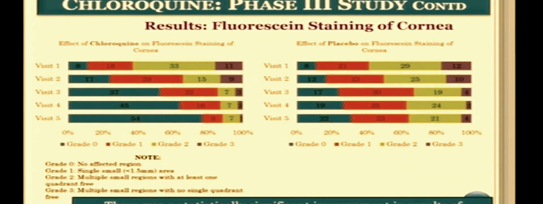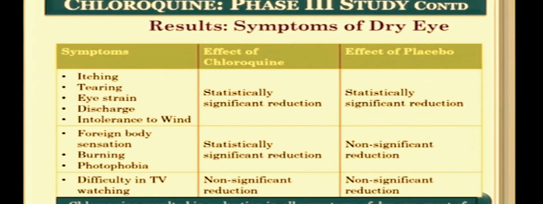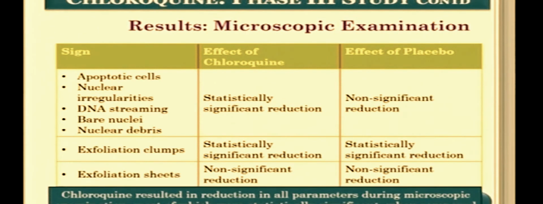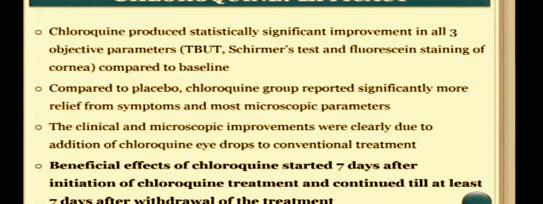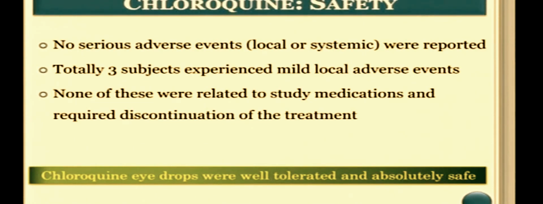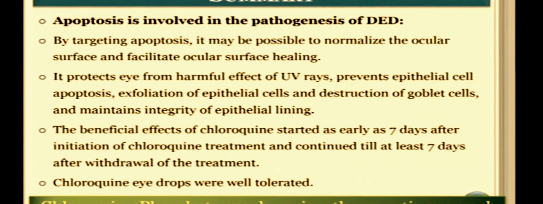The fluorescein staining of the cornea reduced with the use of chloroquine. The symptoms of dry eye reduced. The microscopic examination showed that the apoptosis was less. And they concluded that chloroquine eye drops have a favorable effect in dry eye syndrome because they reduce apoptosis. The study summarized that chloroquine phosphate eye drops are a therapeutic approach for the restoration of tear formation in dry eye disease.